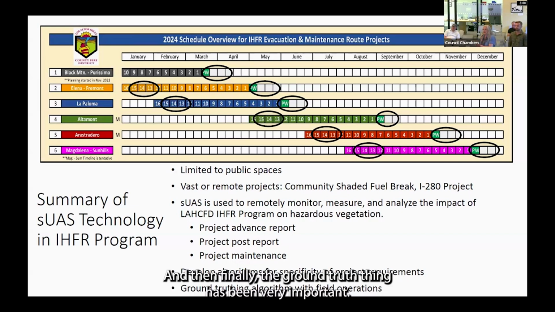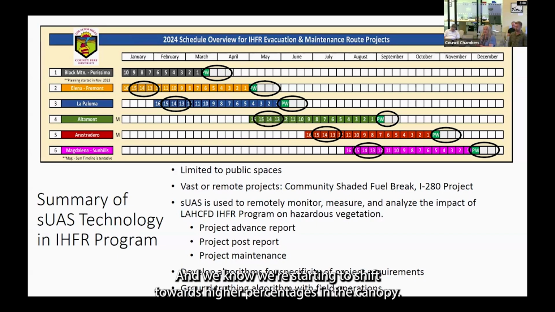And then finally, the ground truthing has been very important. It helps us. It's a two-way street. We get to verify what the contractors are telling us, and they get to verify what Jackson's algorithms are measuring for us. So that's been excellent for the program. And we're also creating a database. We're now in our 3rd year of these projects. So we know what's been happening. We know what's been growing back. We know which levels of fuels are growing back.